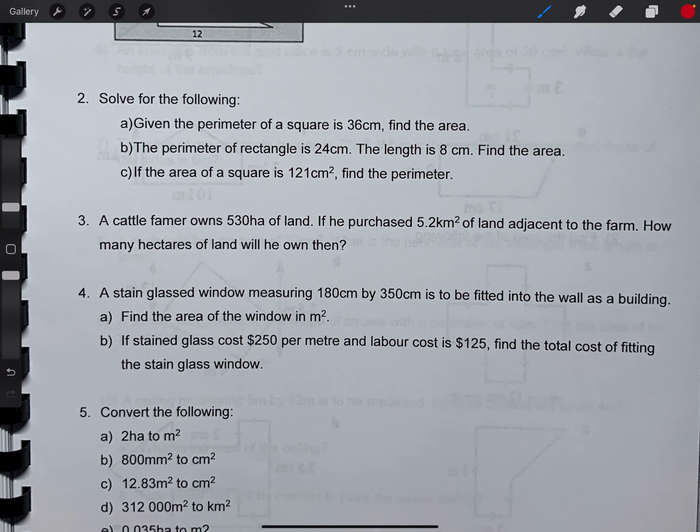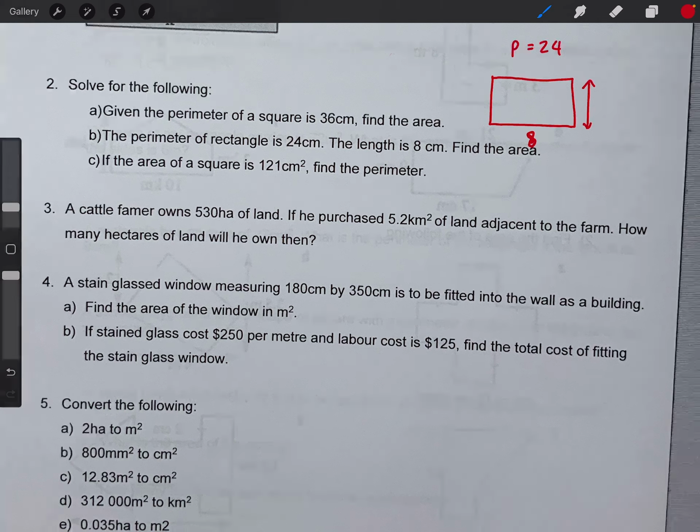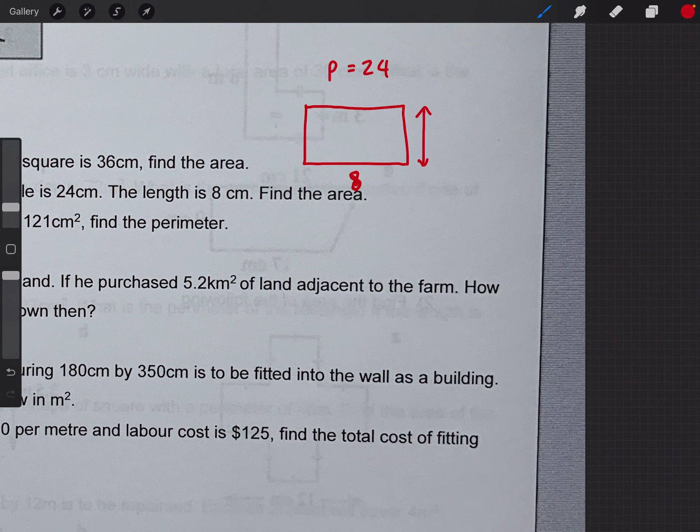Alright, now we have a rectangle, and it says the perimeter of the rectangle is 24, so we have a perimeter of 24. The length is 8, so this is 8. So how do we find the area? Well, to find the area you must have the width as well. Okay, so we know the perimeter is 24, so how do we do it? So what we're going to do is I'll show you the quick way.